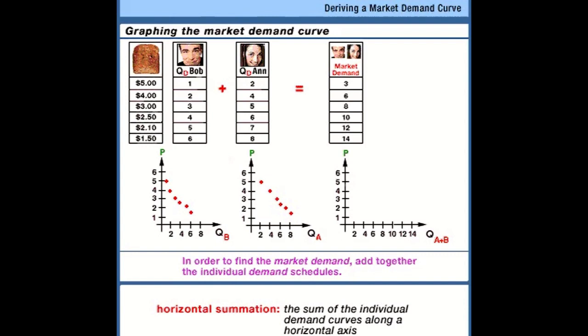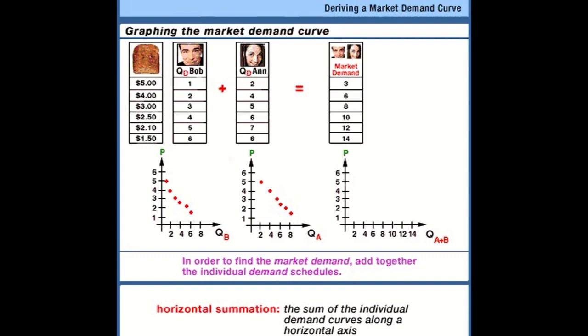So for instance, suppose we want to know the market demand at a price of $5 per loaf of bread. We take Bob's quantity, which is 1 loaf of bread, and add to that Ann's quantity, which is 2 loaves of bread, to get the market quantity of 3 loaves of bread.